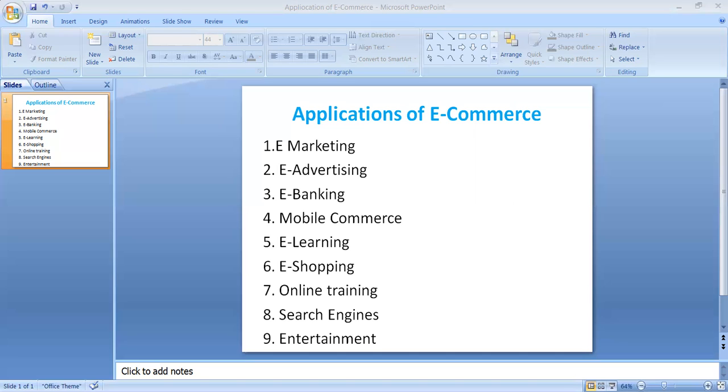And with regard to information services, you can read the news, sports. You can, at any time, read out the scores. So these are the uses of mobile commerce.